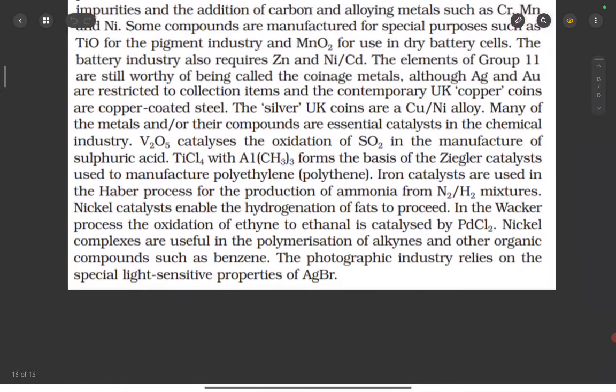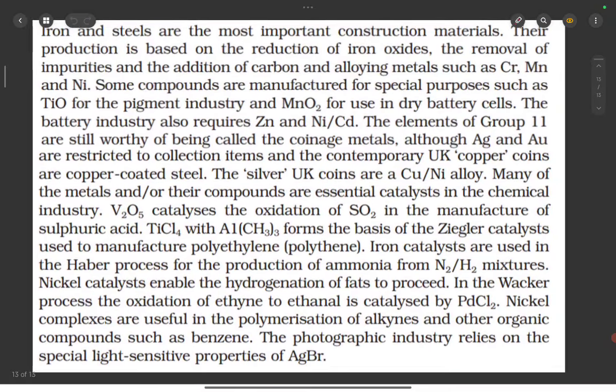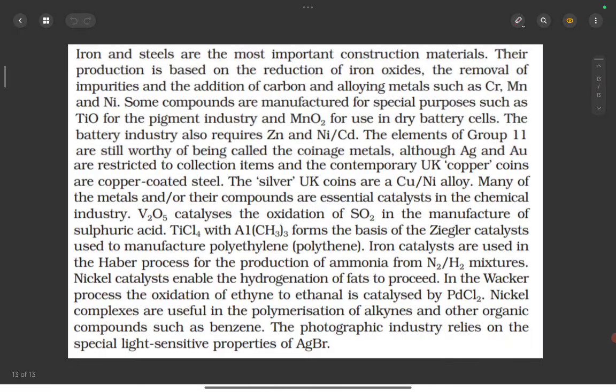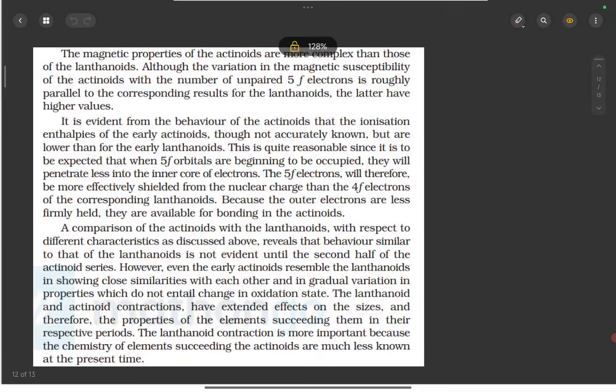But one time they asked a question about this line: photographic industry relies on light sensitive properties of AgBr. And this is not just f-block. This is usage of d and f block elements. So this is somewhat important, although not as important as the earlier questions. So just read this once, and another paragraph, read this also once.